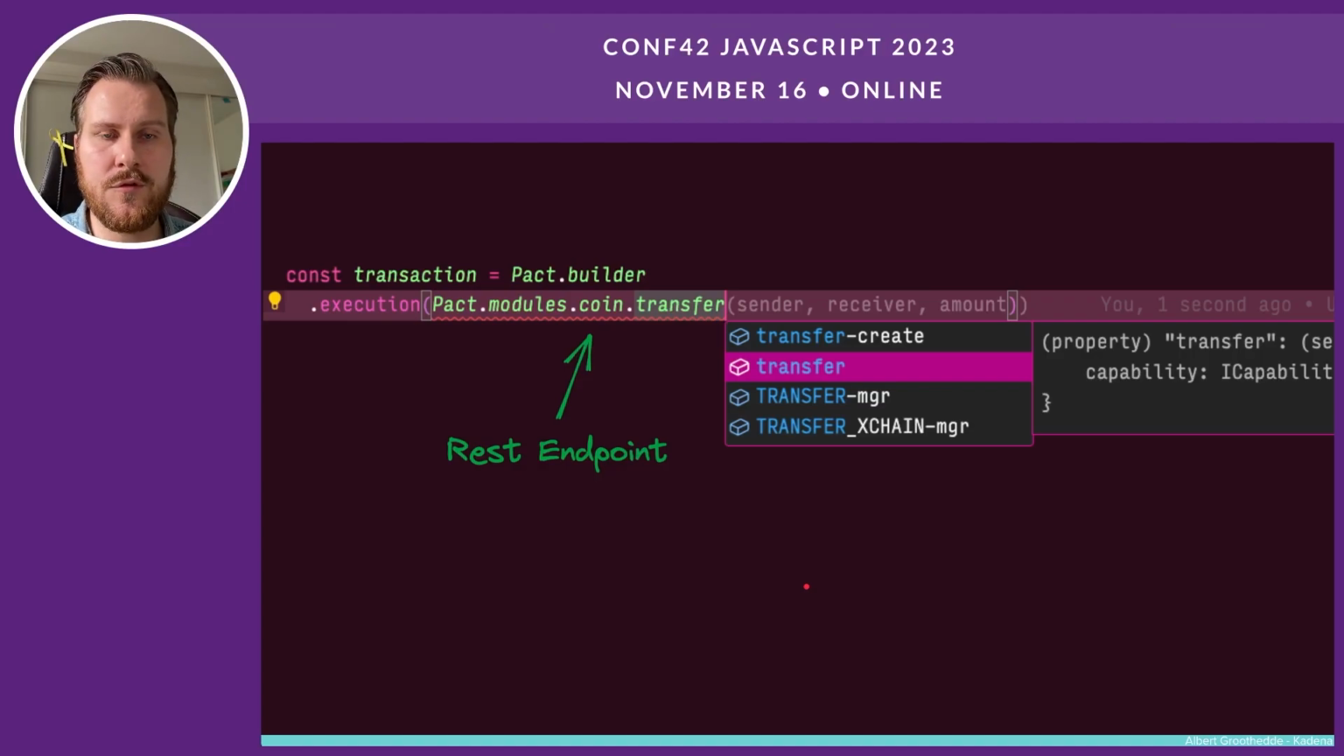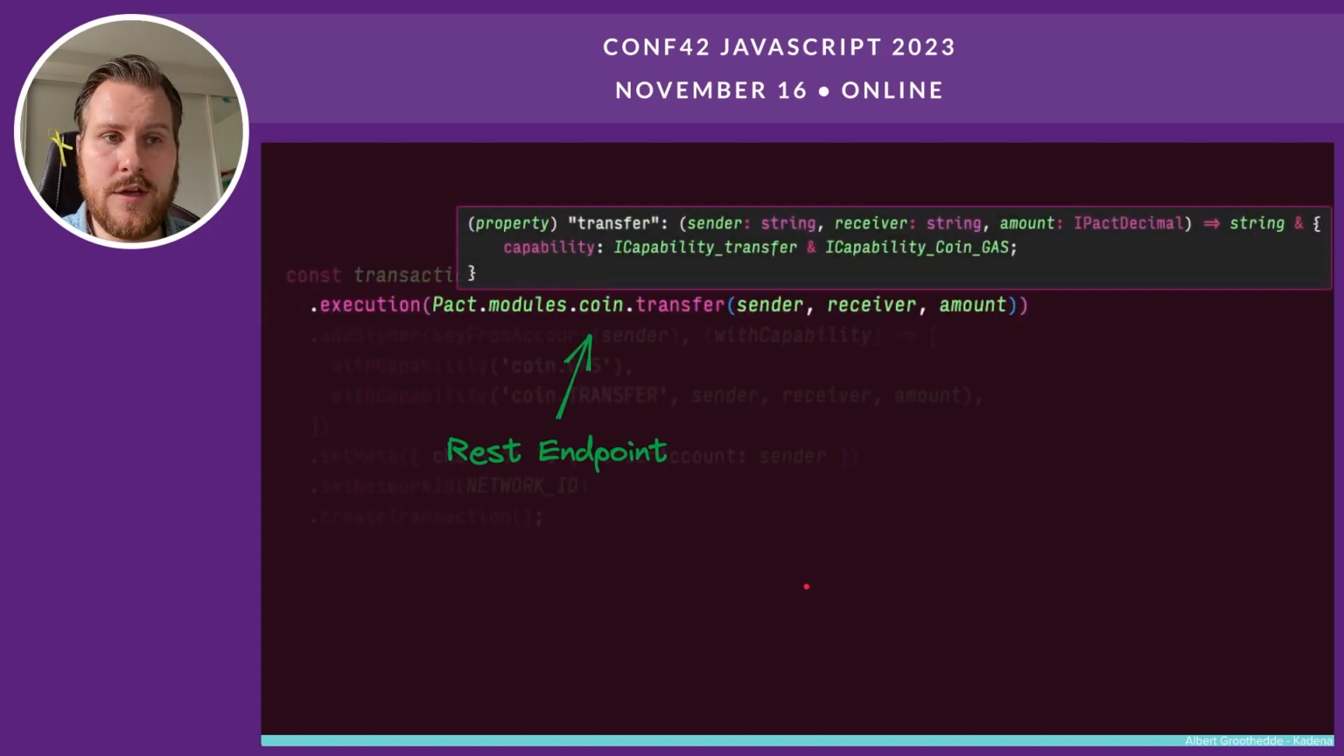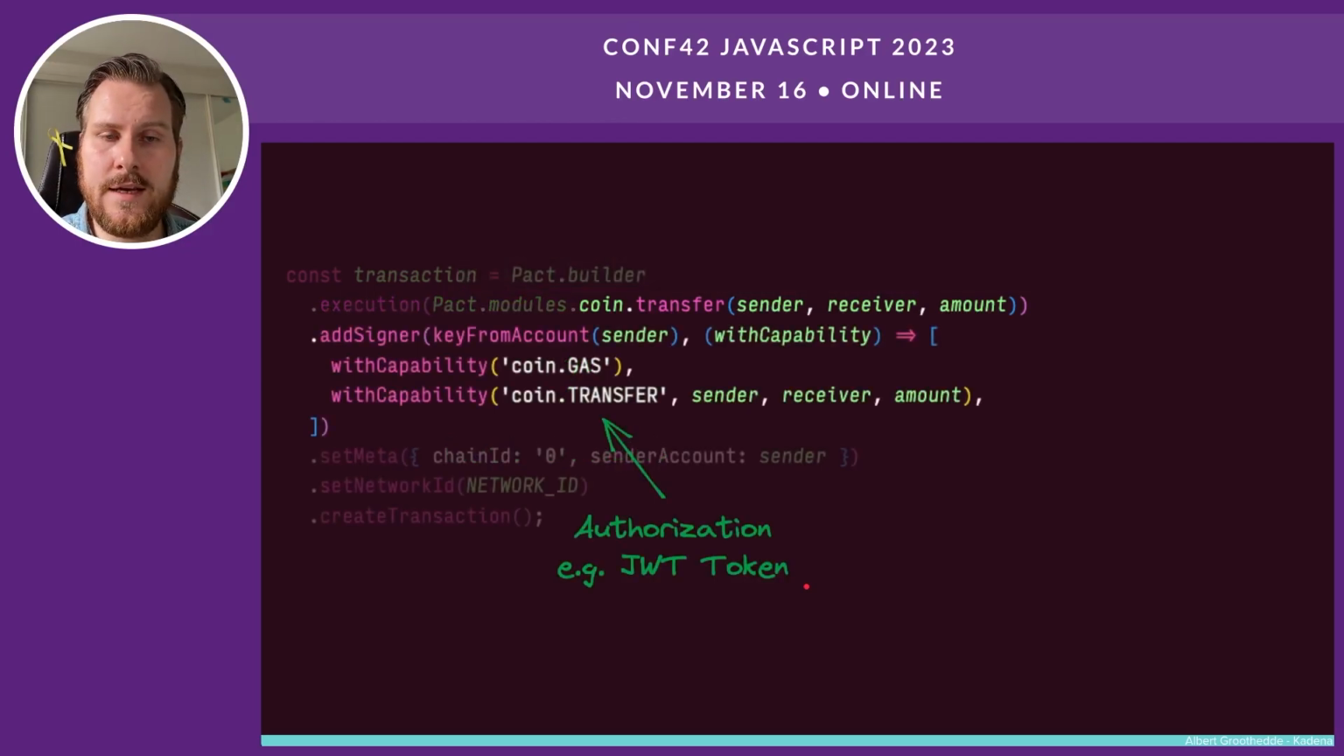And then whenever you type this out, you will see that it hints for all the functions that you can call from the coin module. And you also get information on the arguments. And it's type-safe. Because of this, we also need to add a signer, and we need to sign for the transaction that we built here.